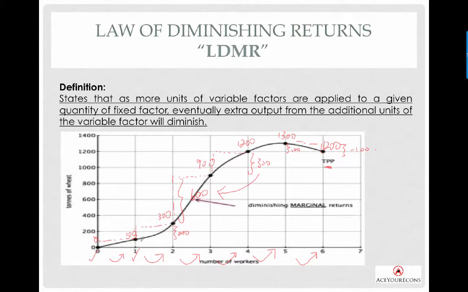So why is this so? Why is there an increase in the total harvest or total production? This is because of this special term called division of labor and specialization.